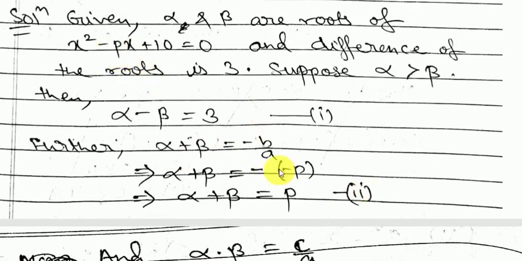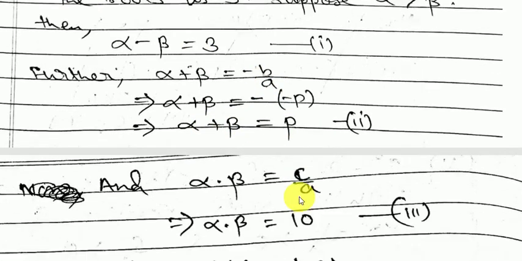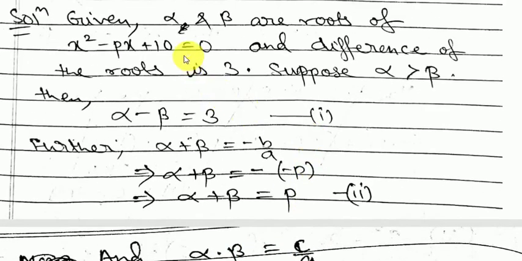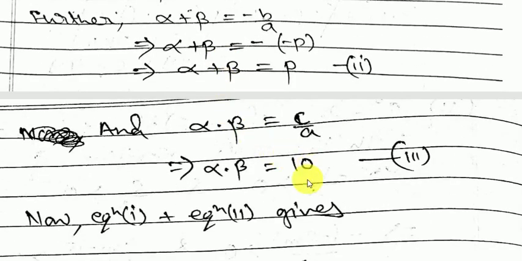So minus p, and in place of a we have 1, so I get alpha plus beta is equal to p. Okay, and next alpha into beta is equal to c upon a. What do we have in place of c? 10. So I get 10 upon 1, that alpha into beta is equal to 10.